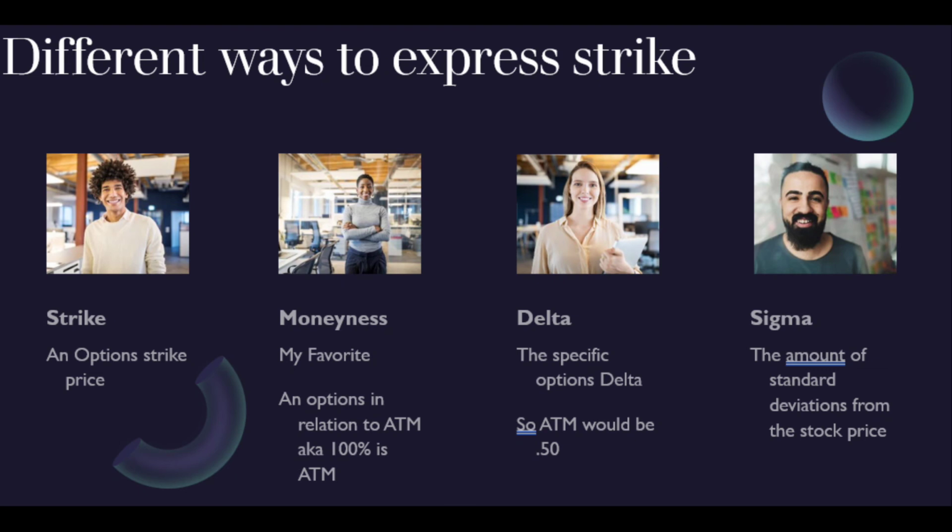Then you have delta as a measurement. That's a specific option's delta, right? And we're going to talk really deep into that because there's a lot of things about delta that people don't know. And then you have sigma, which is the number of standard deviations that point on the volatility surface is from at the money. All right, guys, we're going to dig real deep into it.